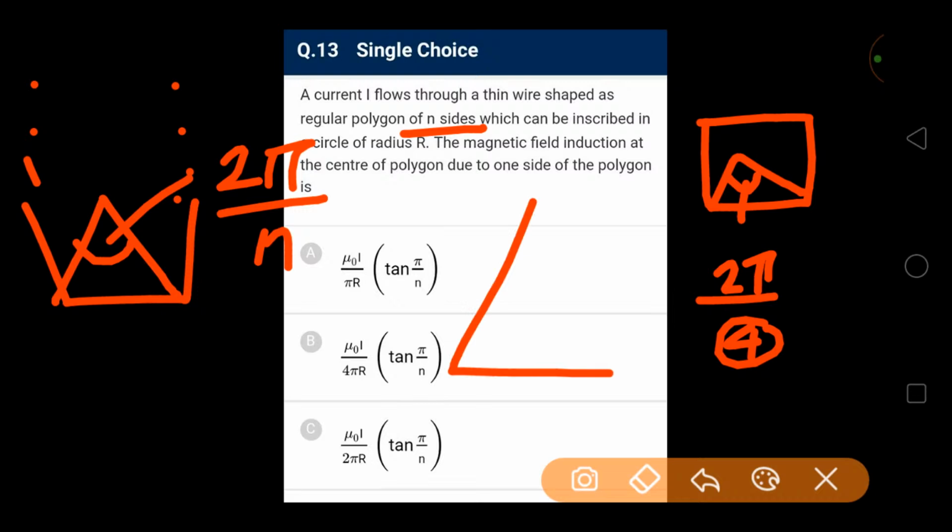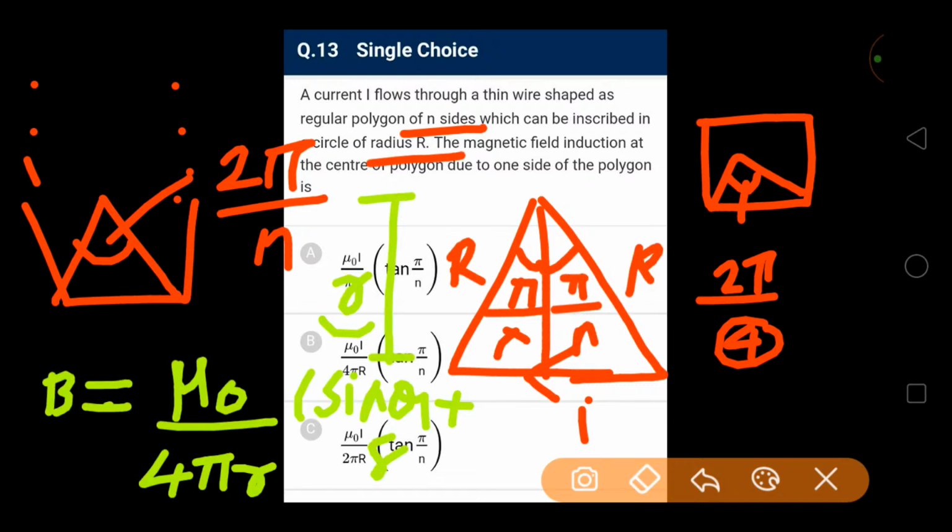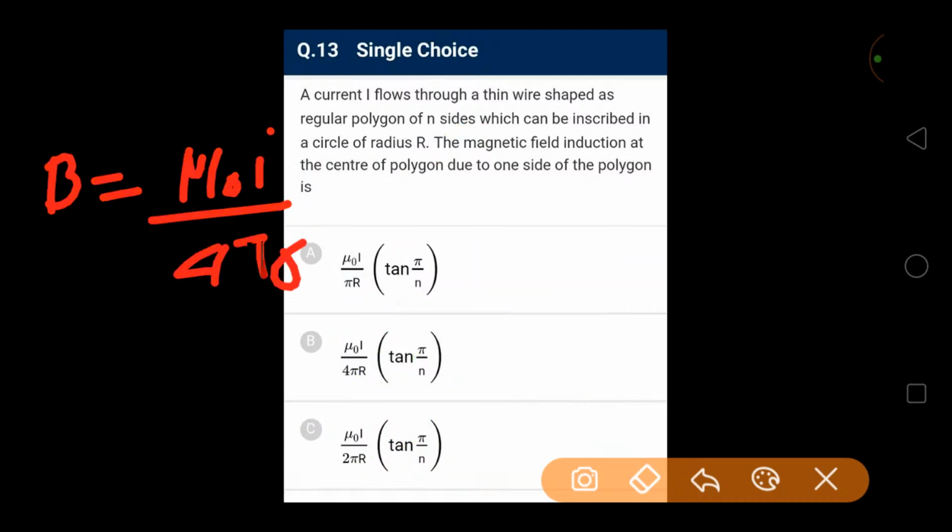So this is a triangle. Assume current is going like this. So 2 pi by n, I am splitting it into 2, pi by n. Sine theta 2, this is the formula to be used, over 4 pi r. What is sine theta 1? Sine of pi by n plus sine of pi by n, nothing but 2 into sine pi by n. Right.